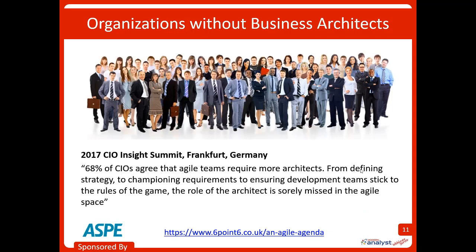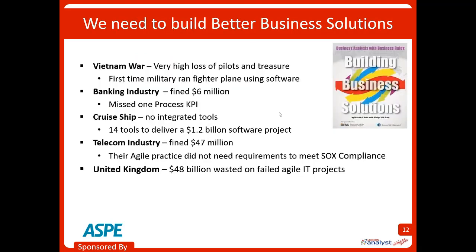68% of CEOs agree that Agile teams require more architects, from defining strategy to championing requirements, ensuring development teams stick to the rules of the game. A study out of Europe last year at the CIO conference, no matter what we do, whatever silver bullet in our industry we've thrown at the problem of fixing the business alignment, it has failed. Statistics on Agile has not moved the bar one step towards productivity. Neither did Waterfall, neither did RUP. We have 60 different bullets we've been firing. We need to get down and do the work, and we need to align an organization. We need to build better solutions.